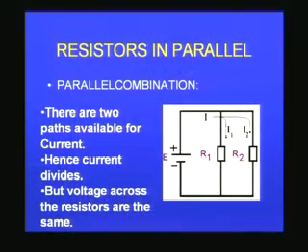You can see that both the resistors are connected across the voltage source. That means if I call this the head and this the tail of the resistor, you can see the head of one resistor and the head of the other resistor are connected together, and the tail of one resistor and the tail of the other resistor are connected together, and both of them are connected to the power supply in this direction.